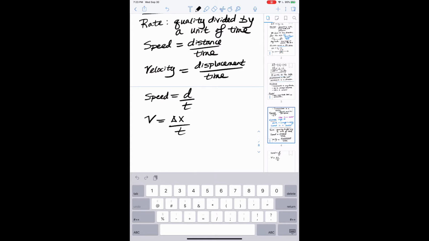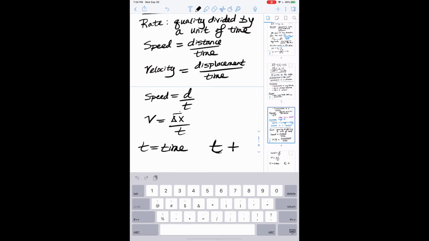Notice how I curl my t's. When you write the variable time, please curl your t's. That way, when I say curl it, I mean like that, right? And then it doesn't look like a plus sign. We do like to add time in this class, so we have equations with time in it where we're adding. So we don't want to confuse our t's with plus signs. So please do that.